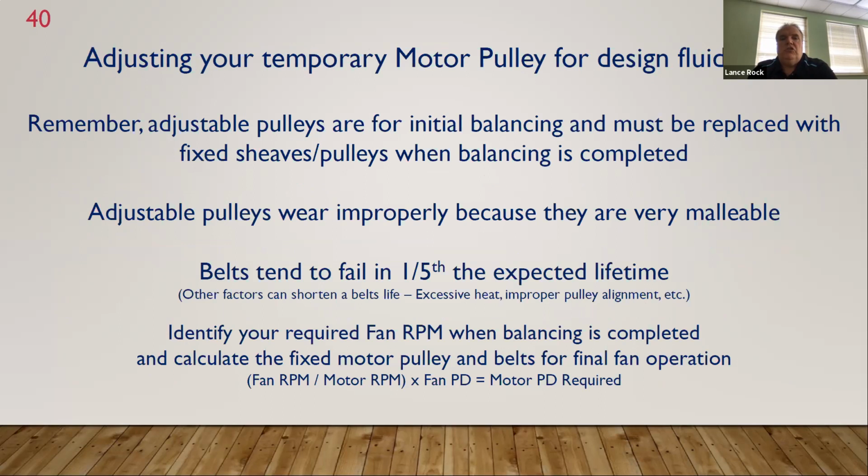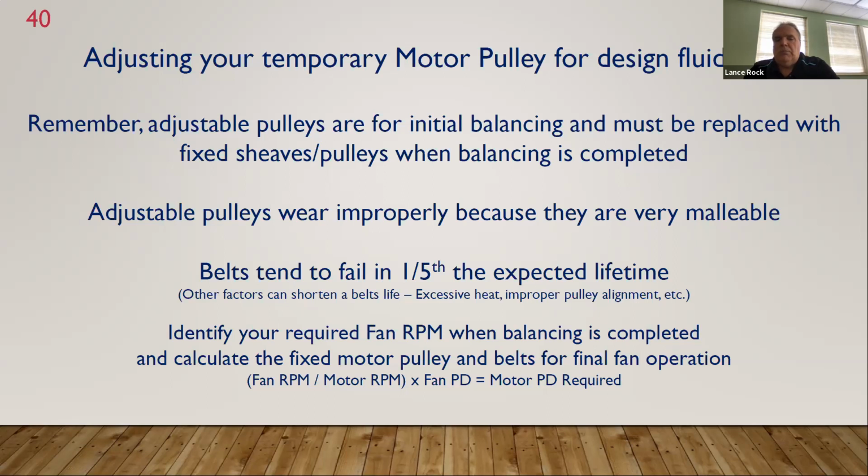The adjustable pulleys we talked about are for initial balancing. Here's a formula I gave. If you want to calculate after you do a test and balance on a system, or want to change pulleys, use what I have there: fan RPM divided by motor RPM times fan pitch diameter. When I say pitch diameter, I mean the stamping. Use the stamping on the fan. It's usually there. Usually you can't see it on the motor, but on the fan you can.